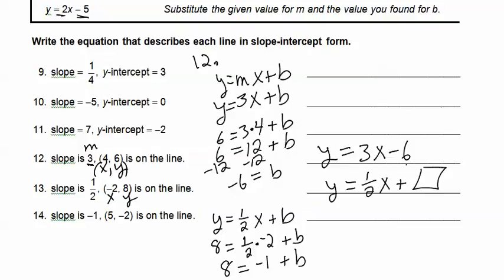And number 14 is going to be the same way. You're given the slope, you're given m, and you're given an x and y value that are on the line, but not b. You have to use that to find b. All right, so you need to finish number 13 and do number 14 on your own and see what you come up with. I hope that helps. Thank you.